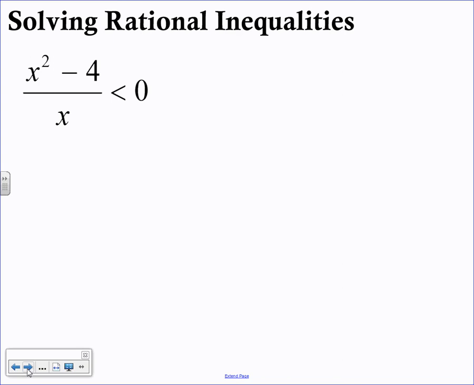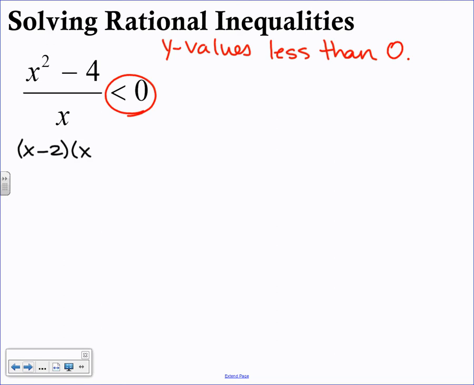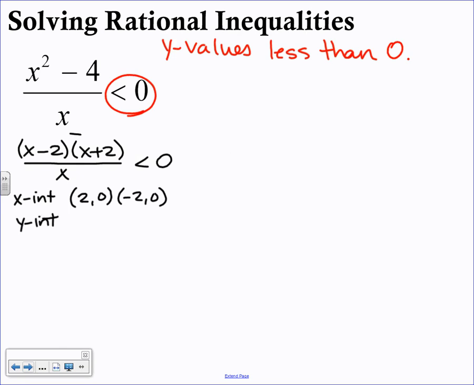Example 2. You've got x squared minus 4 divided by x. The question on this one is, where is this less than 0? So y values are less than 0. Okay? Again, I'll start off with a graph just to give you an idea of what's going on. This is x minus 2 and x plus 2 in the numerator, and we're dividing by x.